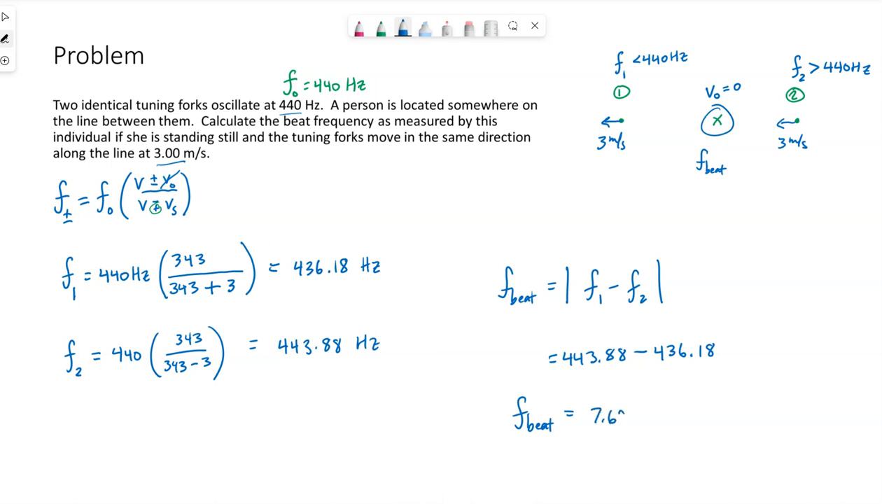So 7.697, so 3 sig figs, 7.70 hertz, or 7.70 beats per second. Either way is fine. So the person in the middle would hear that wah-wahing 7.7 times per second.